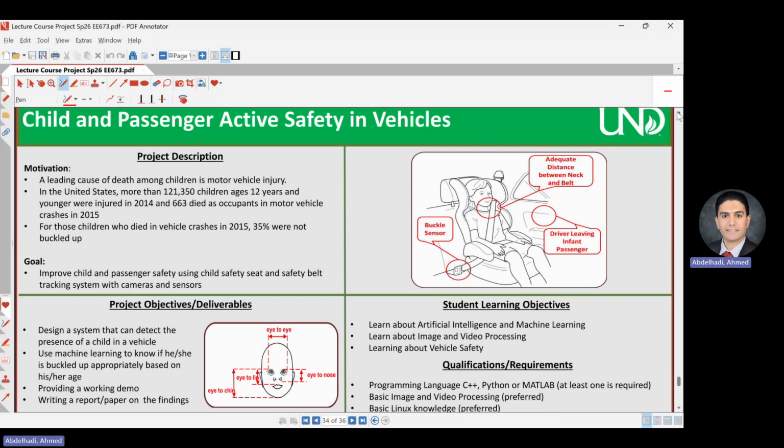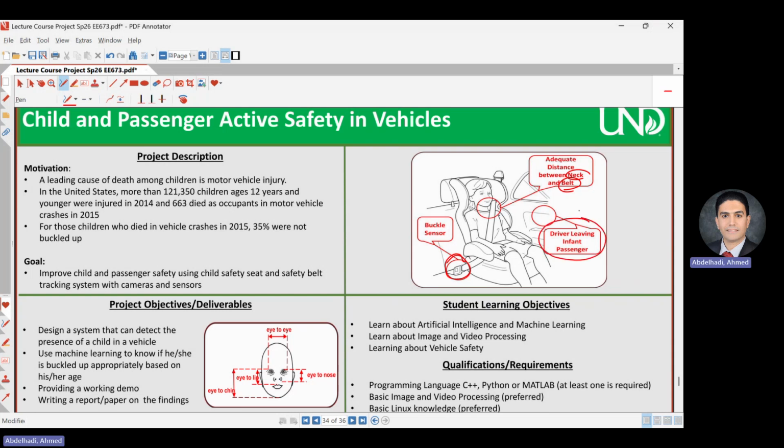So this project is basically part of artificial intelligence, machine learning, and image and video processing, where you need to check if there is an adequate distance between the neck and the buckle of the child. Also, you can have sensors that can detect that the child is buckled up.